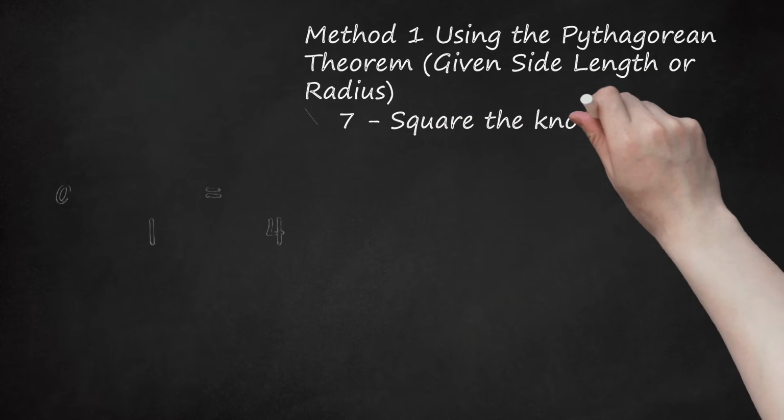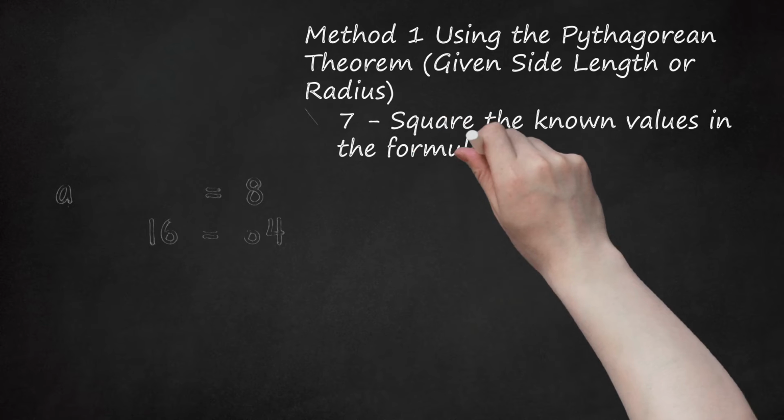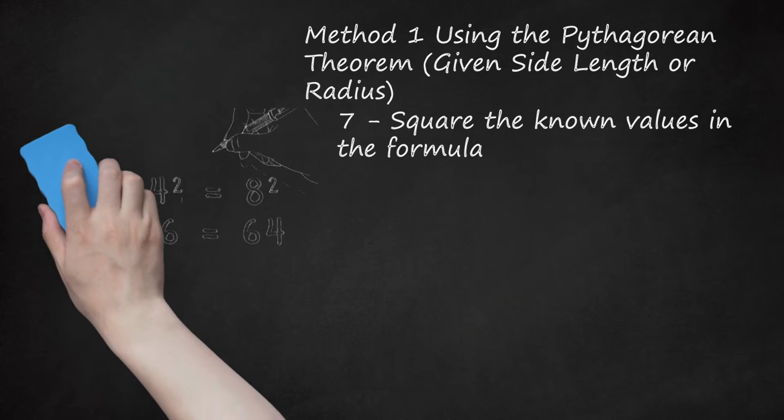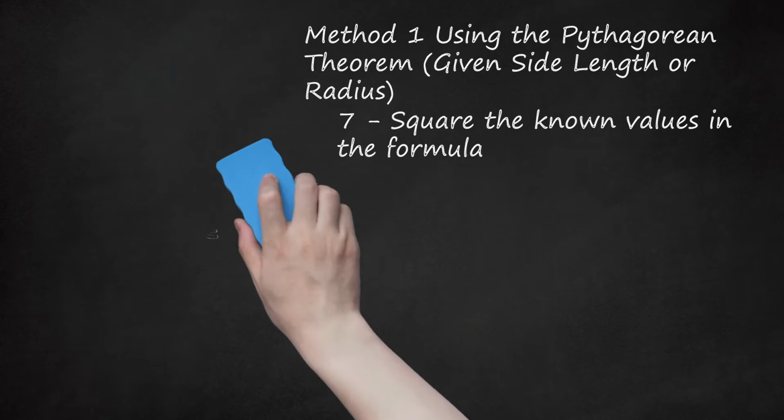7. Square the known values in the formula. Remember that squaring a number means to multiply it by itself. For example, squaring the known values, your formula will look like this: a² + 16 = 64.